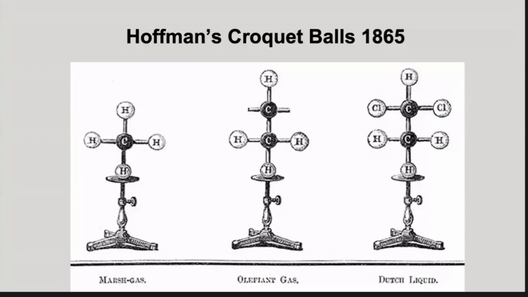Sulfur, they used the yellow croquet balls because sulfur in its native form is a yellow solid. Oxygen was red because of fire. Nitrogen was blue. We don't really know exactly why nitrogen was blue, but he followed these same conventions that had been around in many cases for centuries for these colored balls. And this really then kind of created a standard that has been used in chemistry ever since.